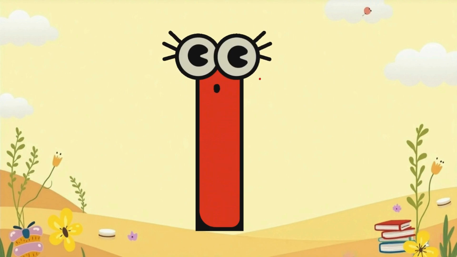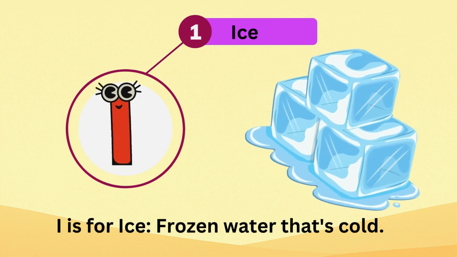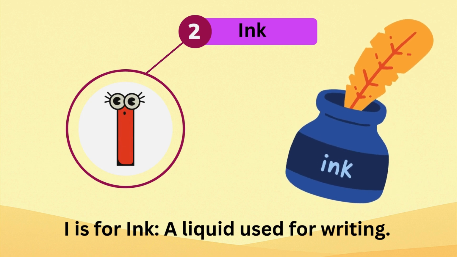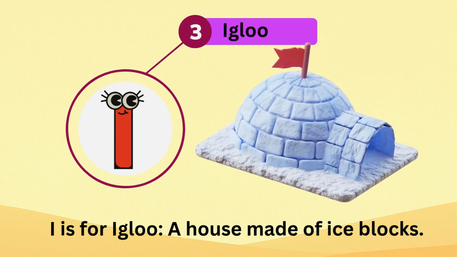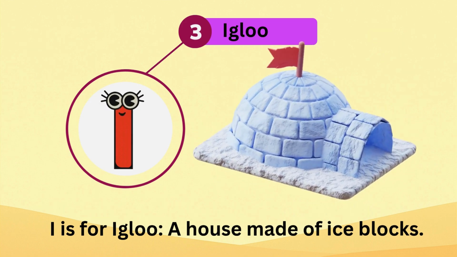I. I is for ice, frozen water that's cold. I is for ink, a liquid used for writing. I is for igloo, a house made of ice blocks.